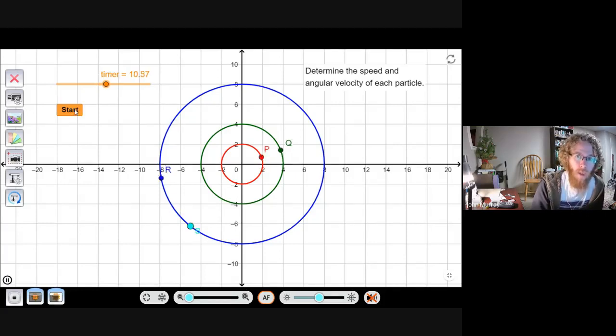But look at the actual points themselves. Q has a larger radius, right? Q is further away from the center. If you just focused on what was going on with the points, Q has more of a distance to cover because that circumference is larger. So the linear speed of Q is faster than the linear speed of P, even though their angular speed is the same.